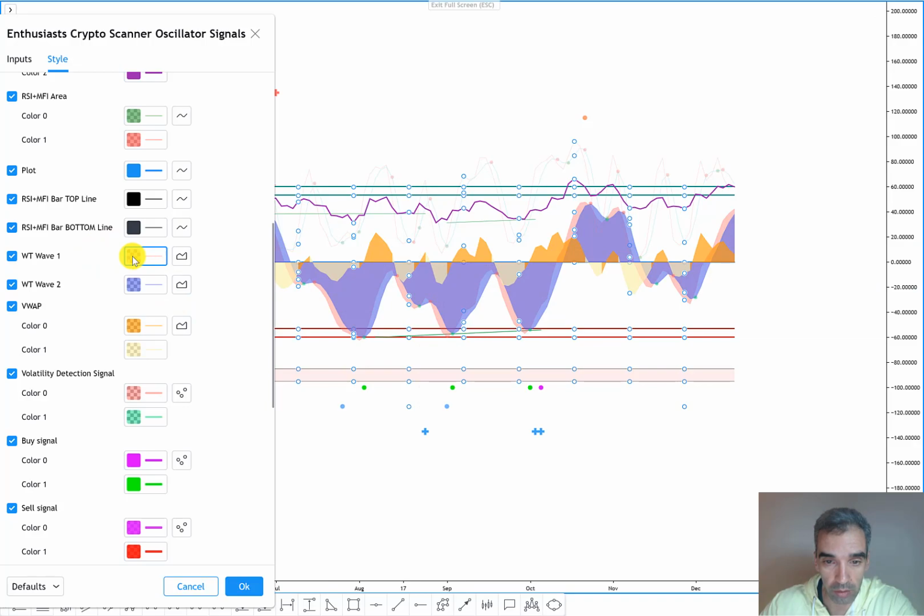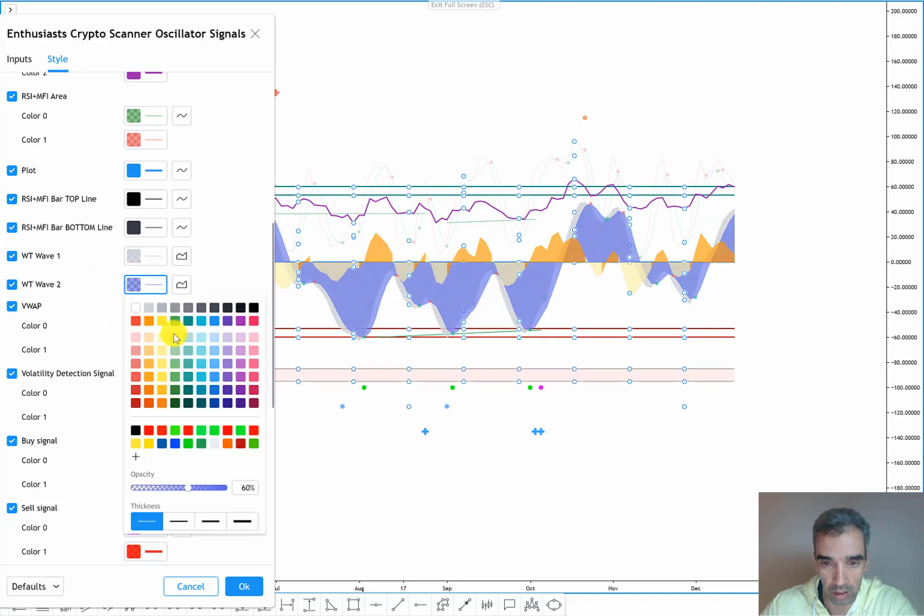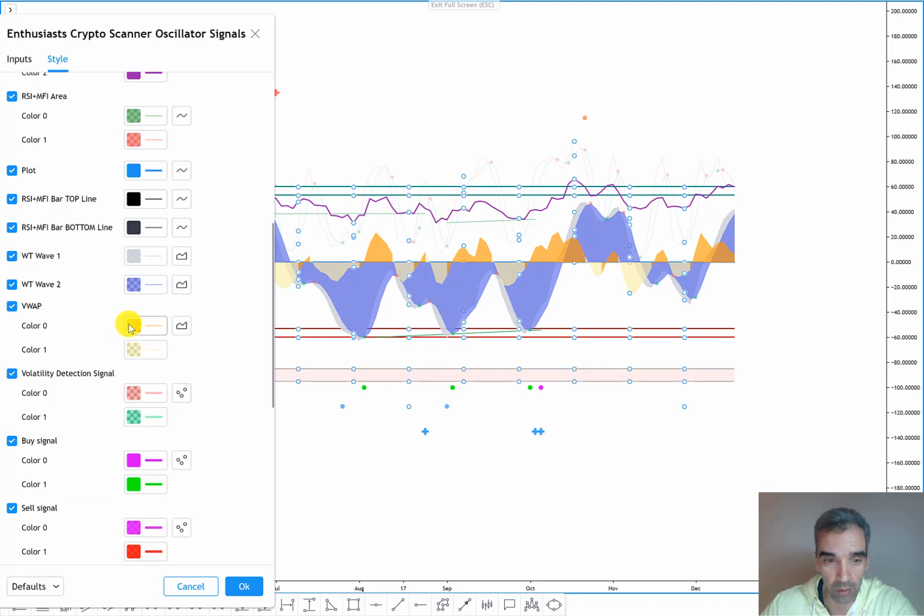So here, just put some light color, some gray, let's say like that. Put here some blue, increase the blue a little bit so you guys can see what we have. Just for the sake of the video, guys, I'm just doing our VWAP. We go for a line, and you make it thick as well, very thick.